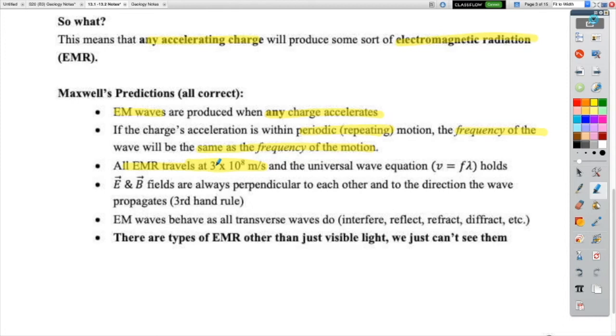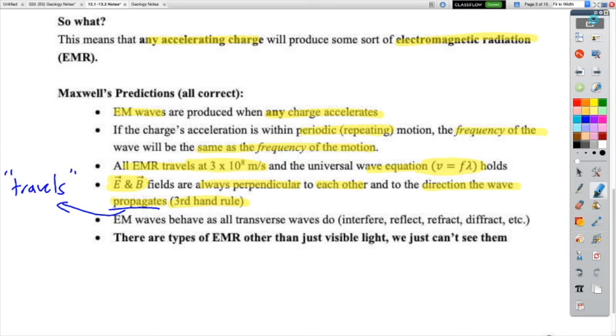He also predicted that the universal, because it's a wave, right? Universal means applies to all waves, that wave equation that you might remember from physics 20, that still holds. It still applies. And again, because of our third hand rule, because of our understanding of electricity and magnetism, the electric field and magnetic field are always perpendicular to not only each other, but also to the direction the wave propagates. Remember, propagates just means travels.